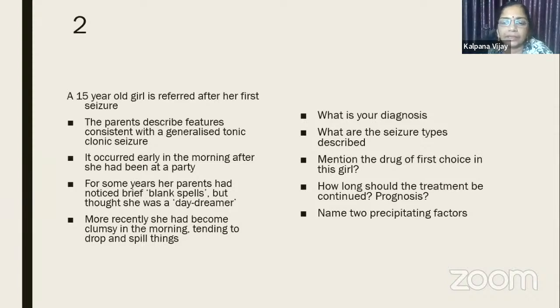So how long should the treatment be continued, and what is the prognosis? How long should the treatment be continued?